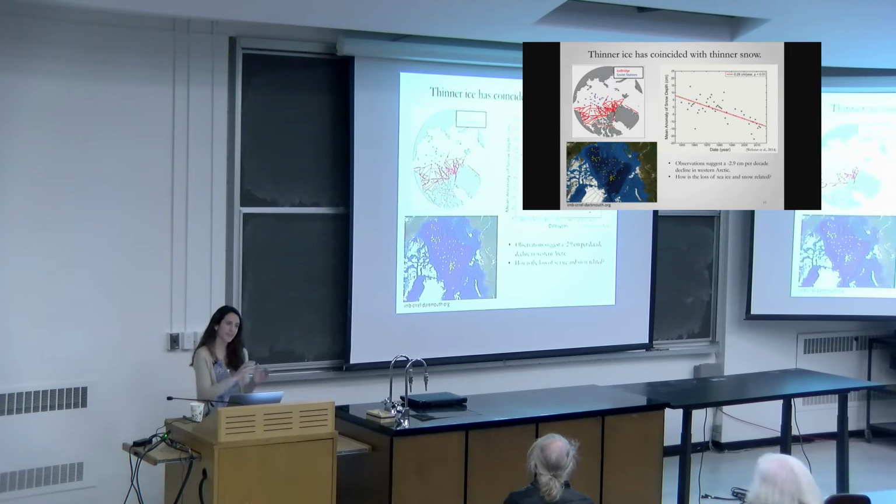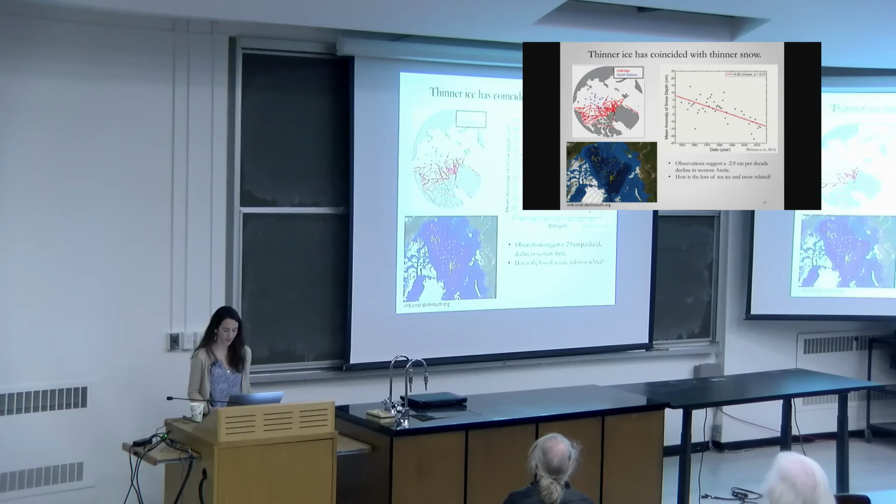And so we strung these data sets together to look at the trend and found that indeed this is a decrease of about 3 centimeters per decade in this western Arctic area. So when I say Western Arctic, I'm just talking about these western longitudes. I'm not talking about the eastern part of the Arctic. So what's happening? Is this top down or bottom up?